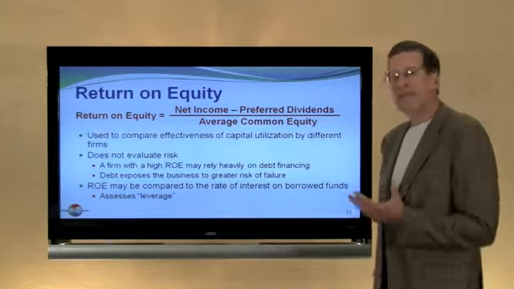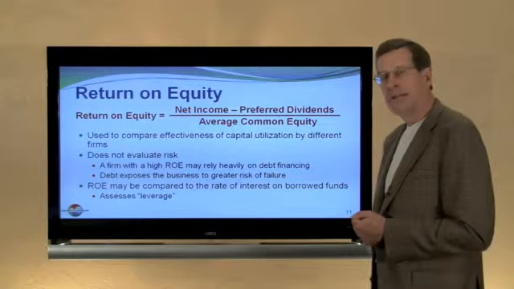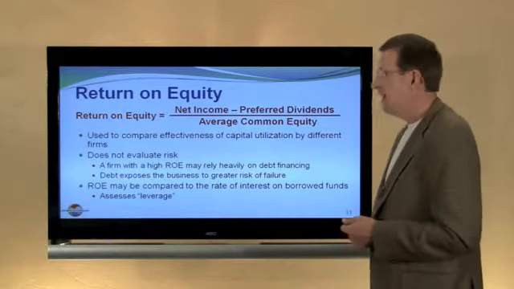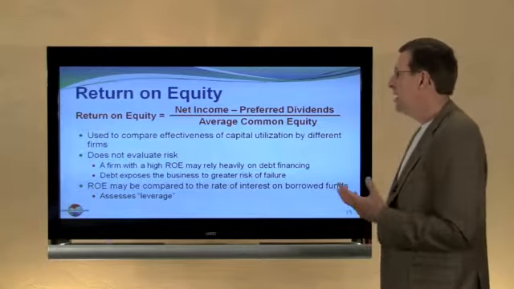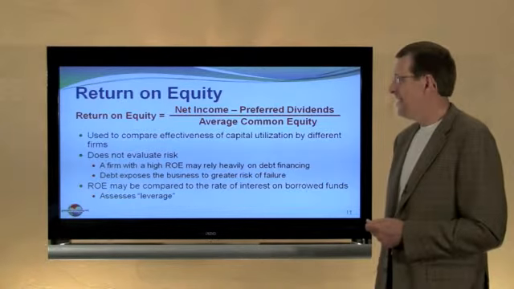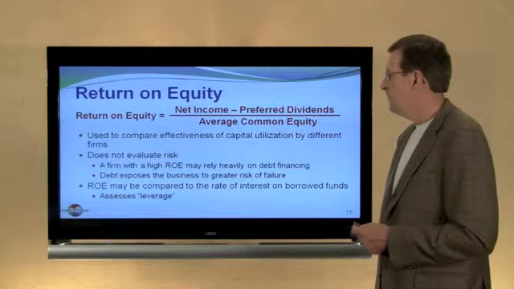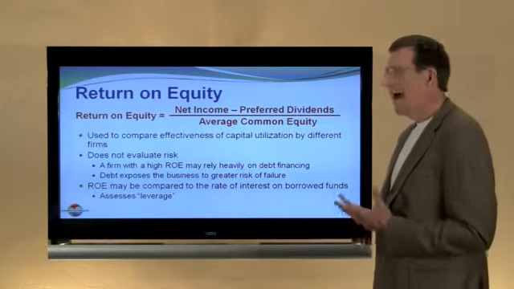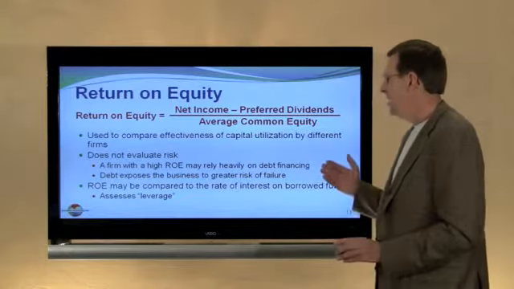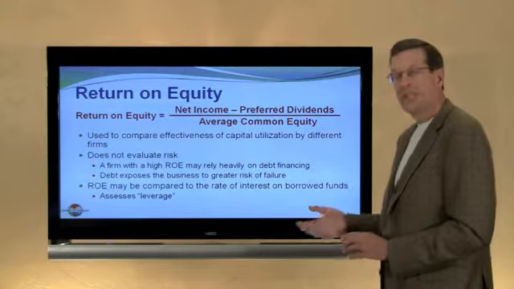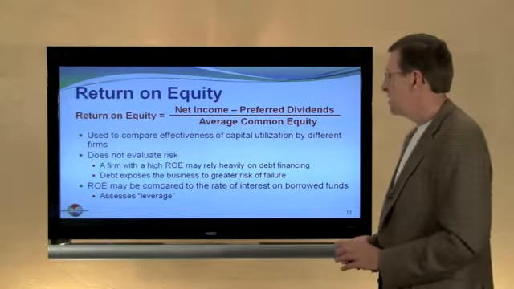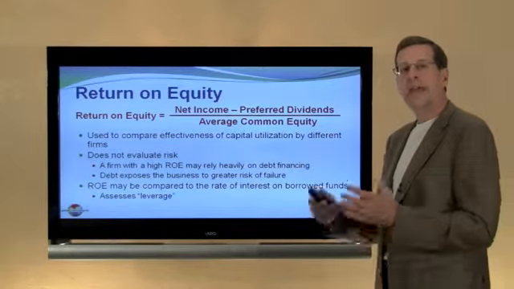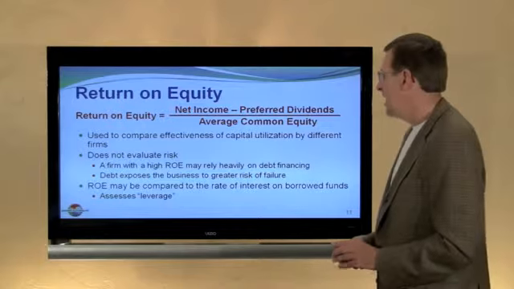Return on equity is the net income minus the preferred dividends divided by the average common equity, somewhat akin to that book value calculation we looked at with preferred stock. It's used to compare the effectiveness of capital utilization by different firms. However, it does not evaluate risk. A firm with a high return on equity may rely heavily on debt financing. The debt exposes the business to significant risk. So you're not always interested in a high return on equity if you're getting there at the expense of risking the business by being highly leveraged.